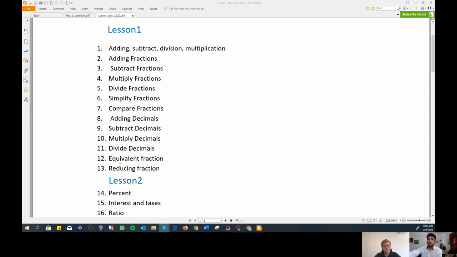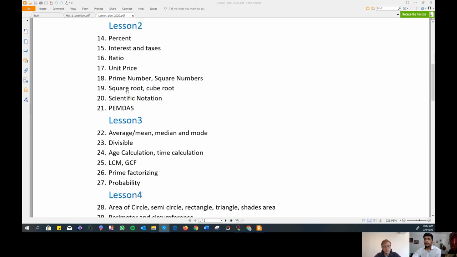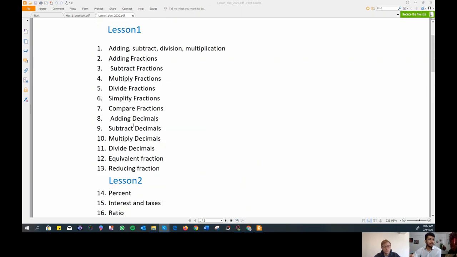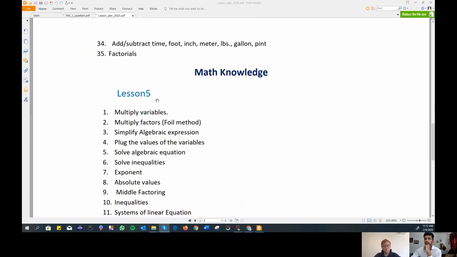We'll be learning fractions, decimals, the foundation first, in the first two hours we meet. And then we'll move on to percent and a lot of the other areas you need for the ASVAB test, like percent, interest rates, unit price, roots, square root, cube root, scientific notation, PEMDAS. All these are still the foundation, but a little advanced. So our first lesson is basically the foundation lesson. And this is how our lesson plan works, as I told you.